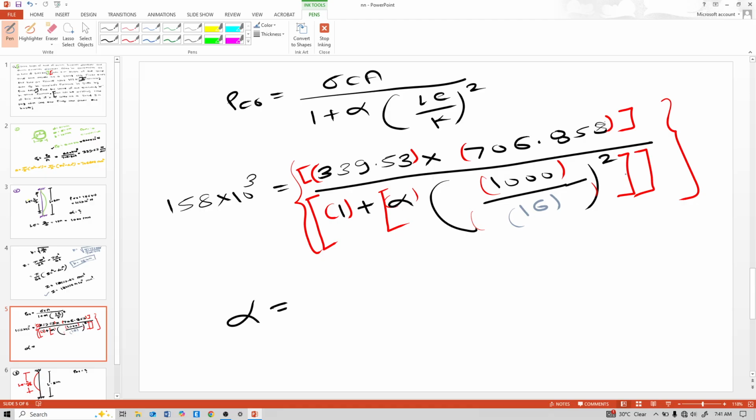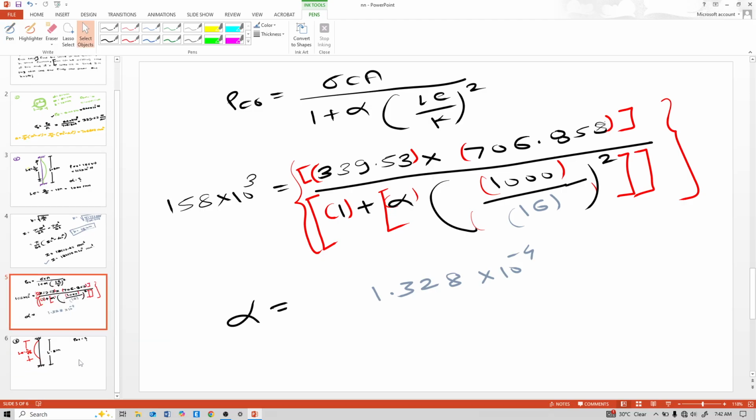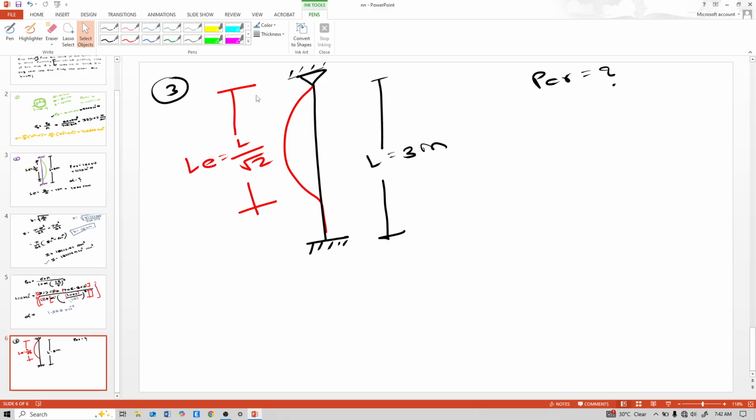Shift solve. So this is 1.3328 into 10 raised to minus 4. And alpha doesn't have any unit. Yes, it is the correct value of alpha. Now move toward our second objective. Now see, here our objective is PCR.